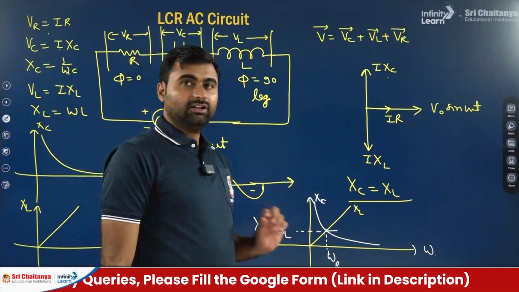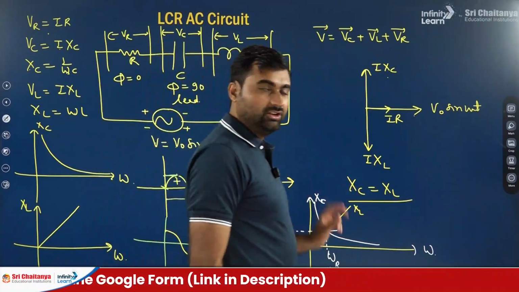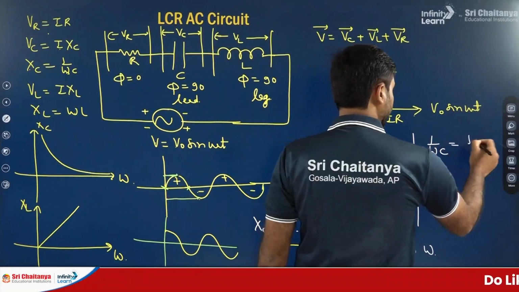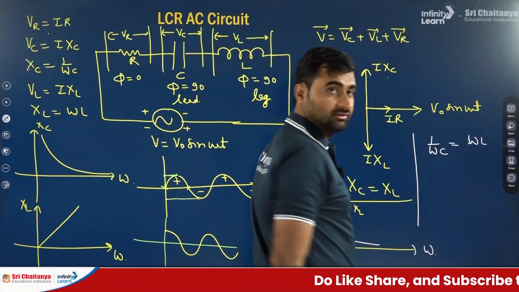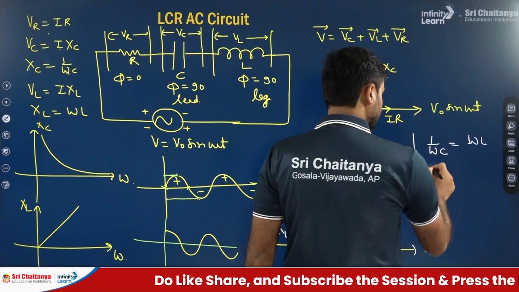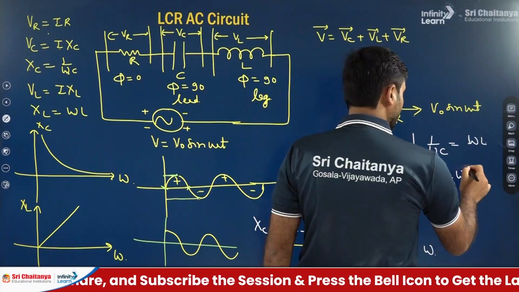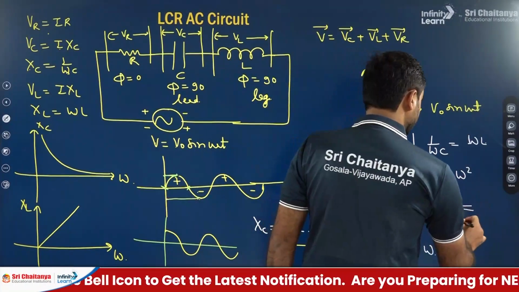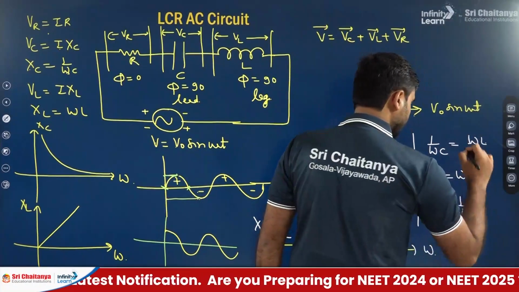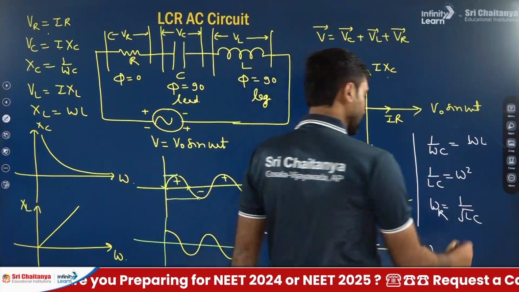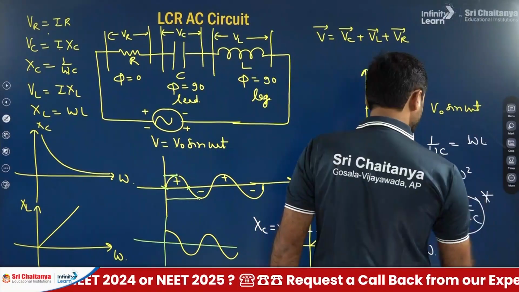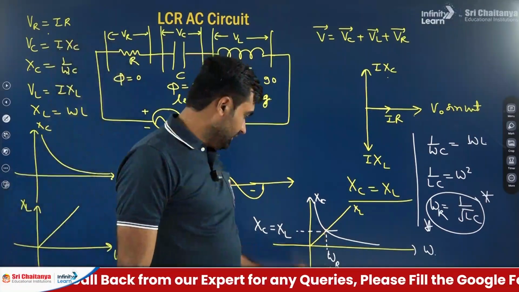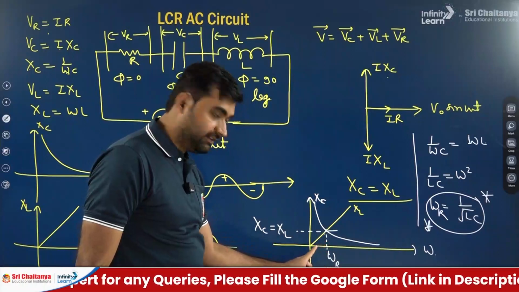Now, how to find out this frequency? Very simple. Put the value of XC. XC value is 1 by omega C and XL value is omega L. Transfer omega this side, L this side. So LC equal to 1 by omega square, and omega equal to 1 by root over LC. This is resonating frequency. Very, very important, this formula. Clear? Okay.